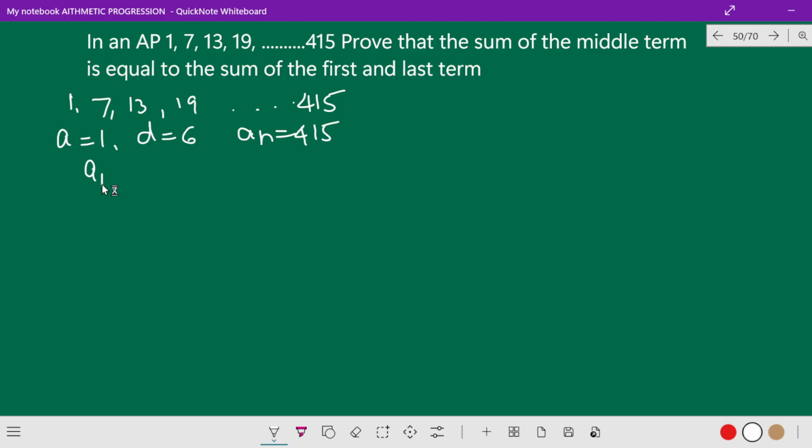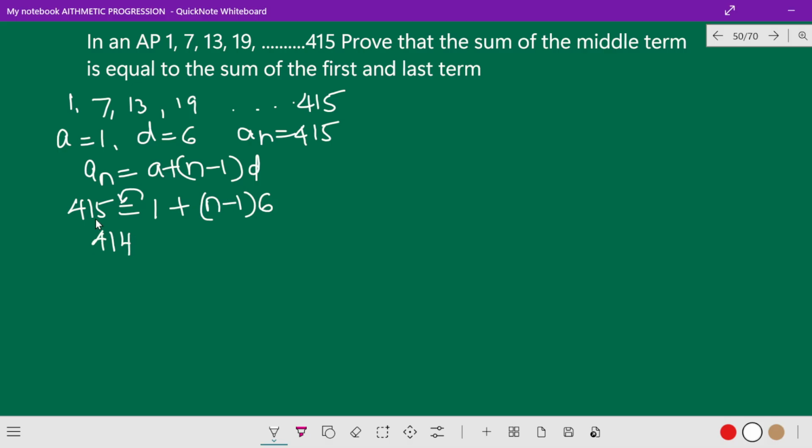So what do we get? An is equal to A plus (n minus 1) into D. So 415 is equal to 1 plus (n minus 1) into 6. Bring this side: 415 minus 1 will become 414 is equal to (n minus 1) into 6. So 414 by 6 is equal to n minus 1. So cancel out with the 6 table. If you're not knowing, you can divide and see.